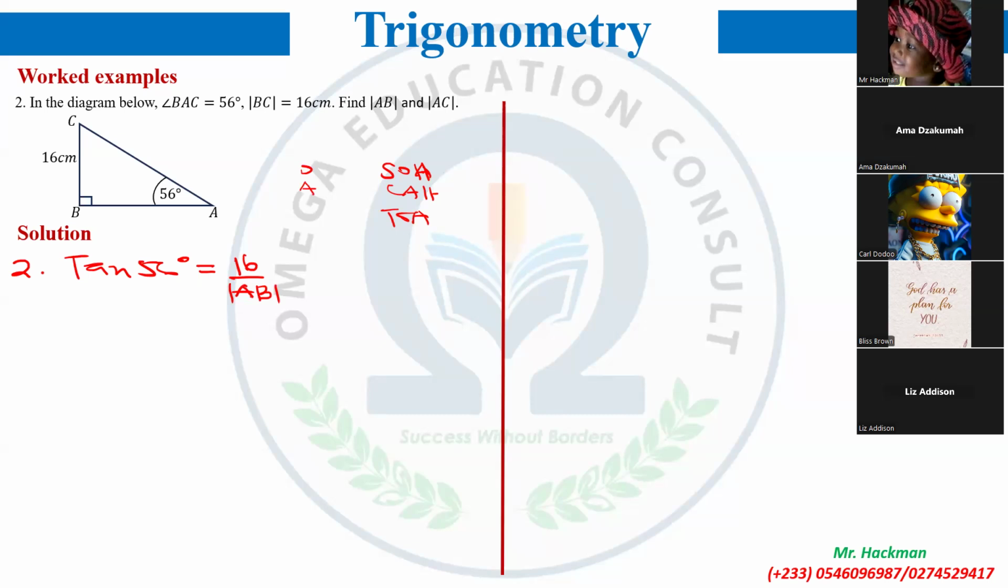So that's all that I wanted you to know. You are doing well. Take your time and protect our marks for us, because immediately you go for the wrong trig ratio, you are doomed. We are still looking for AB, so here we are going to cross multiply. This implies tan 56 degrees times AB will be equal to 16. Am I right?